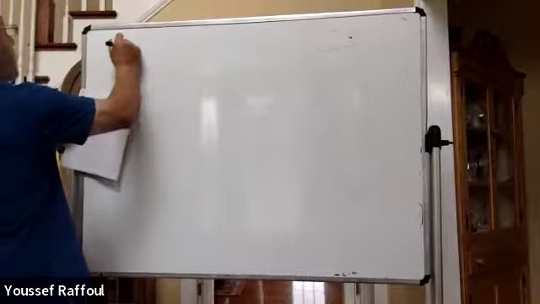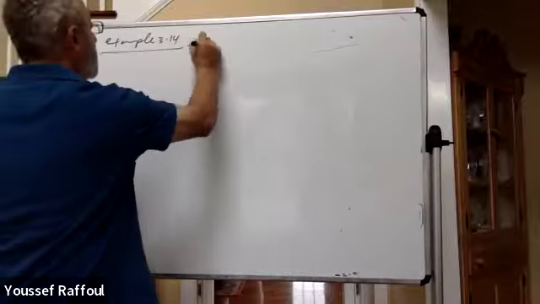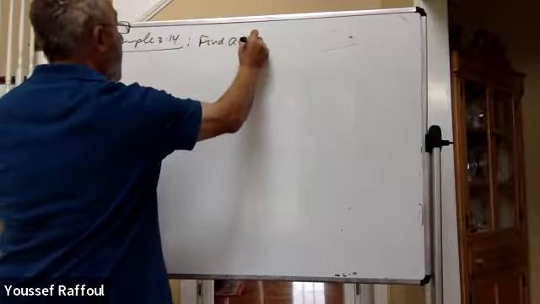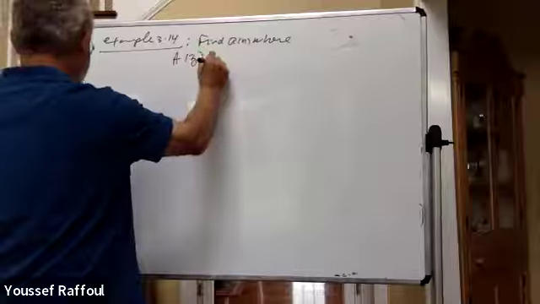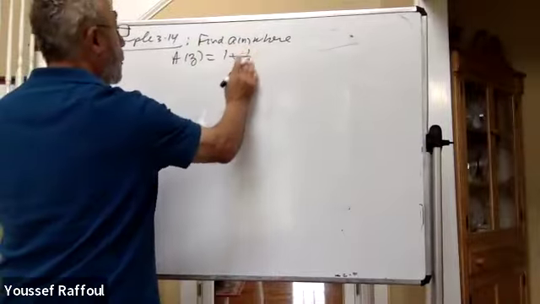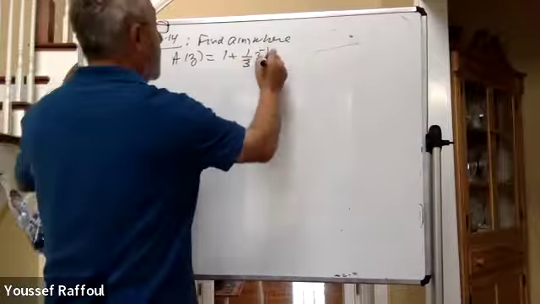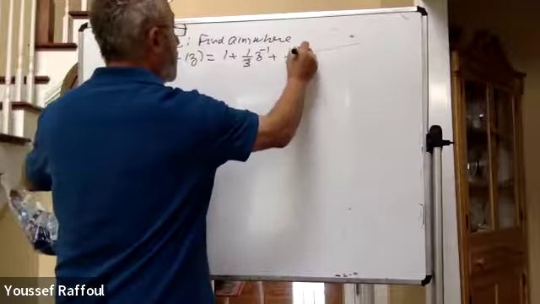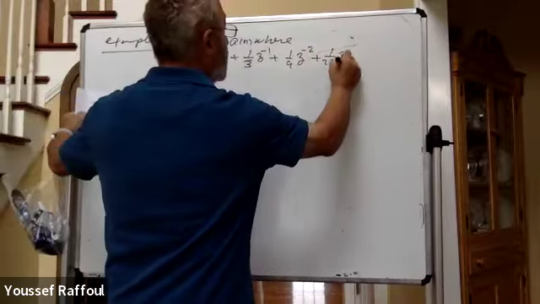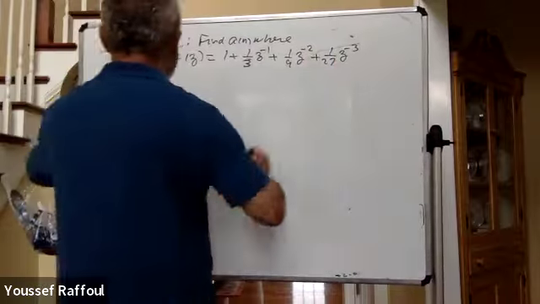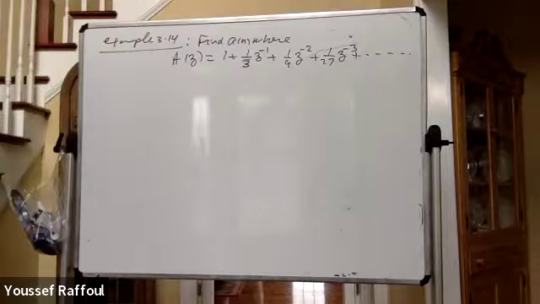So example 3.14, find a_n where A(z) is 1 plus 1/3 z to the minus 1 plus 1/9 z to the minus 2 plus 1/27 z to the minus 3 plus and so on. Okay?